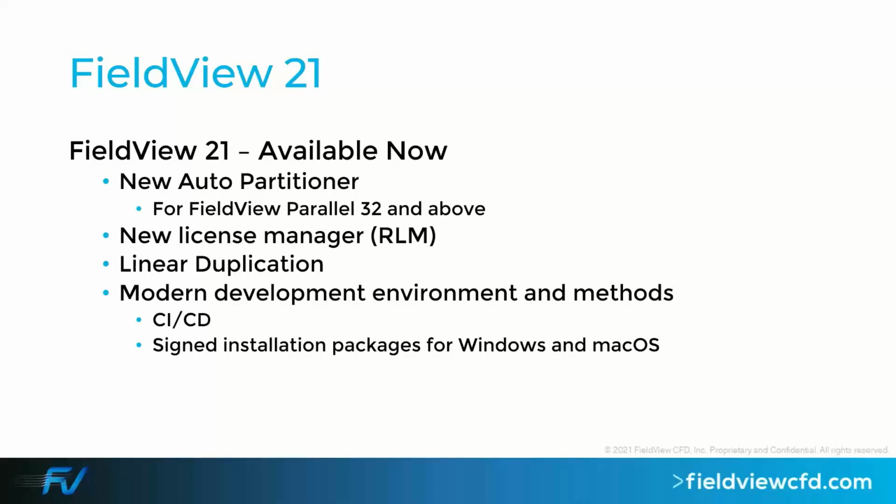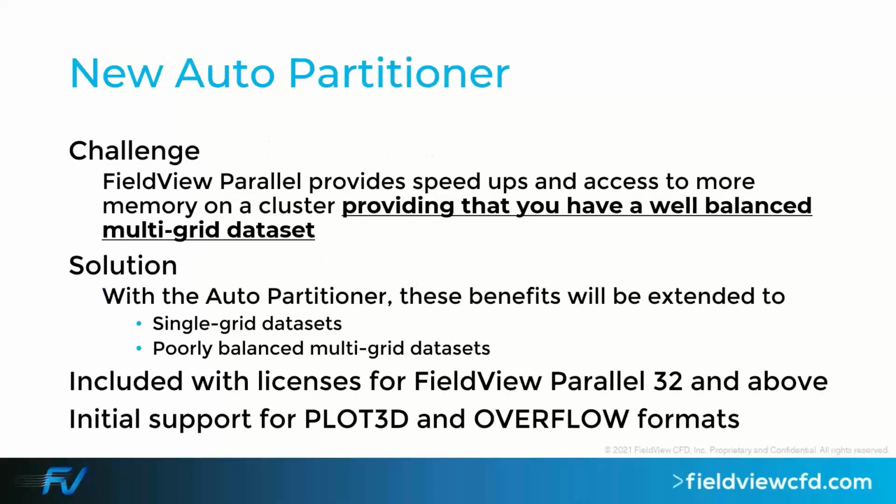So let's start right away with the Auto Partitioner, and first, explain why that was needed. The challenge is that FieldView has been capable of doing MPI parallel for a very long time, and that gives you speed ups and access to more memory if you have a distributed memory cluster. But the requirement is that you have a well-balanced multi-grid dataset. FieldView relies on your blocks for doing MPI parallel. But the problem is that it's not always the case. The data you get from structured solvers is not always well-balanced.